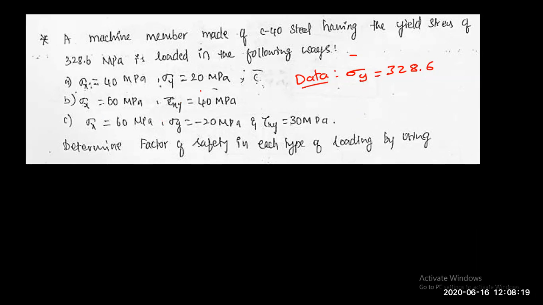So you have three different cases for which you can find the values, and what is required to be found is you need to determine the factor of safety. This factor of safety value we need to determine using the theories of failure. For each loading condition, you have to devise a method to find the factor of safety for all these cases. So let's see how we can do this.